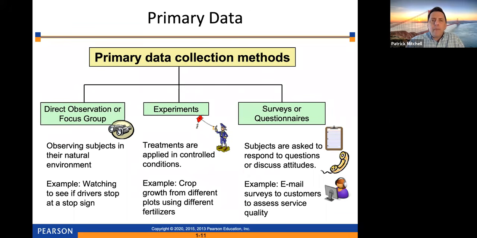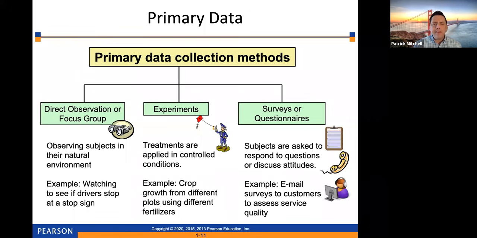Here are some examples of primary data collection methods. You have direct observation or a focus group, where you observe subjects in their natural environment. For example, watching to see if drivers stop at a stop sign. You have experiments, in which treatments are applied in controlled conditions. For example, crop growth from different plots using different fertilizers.